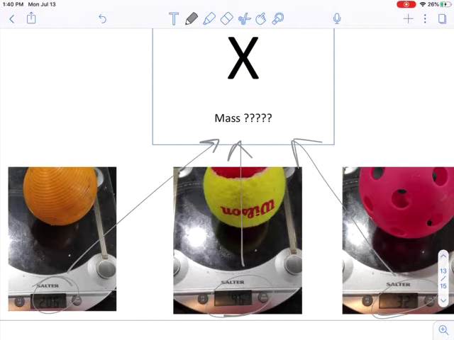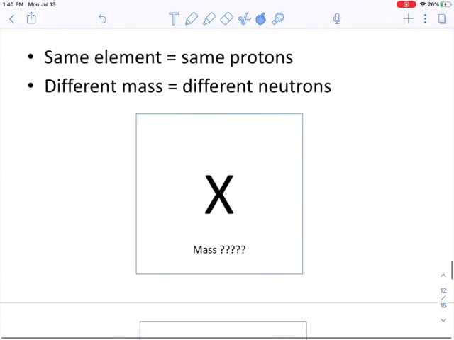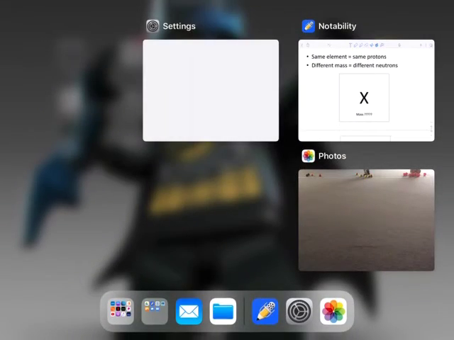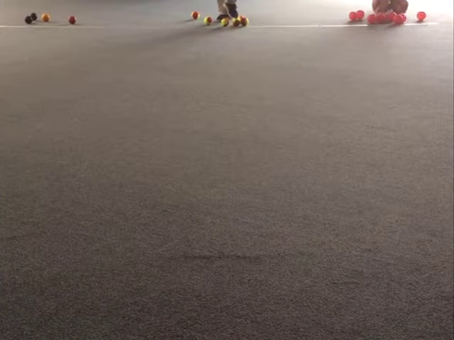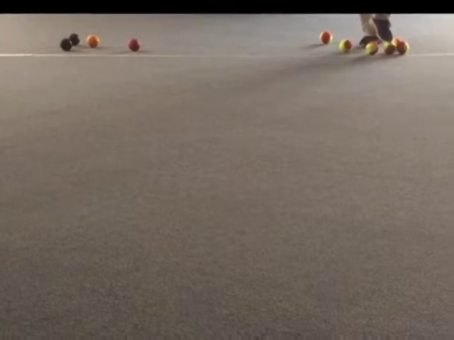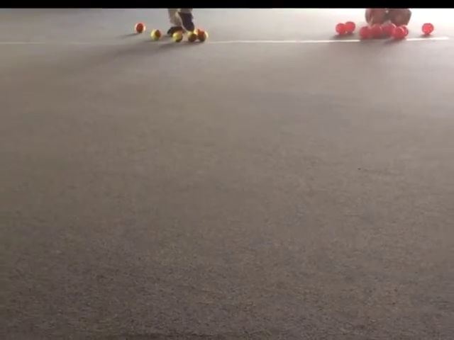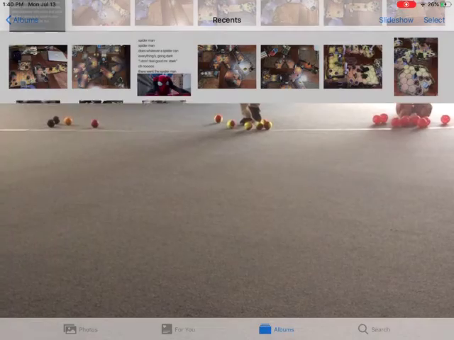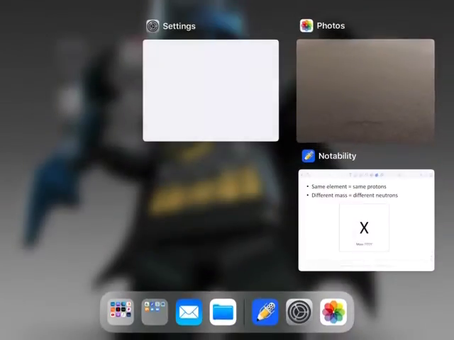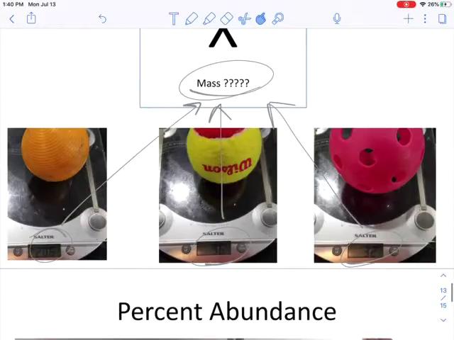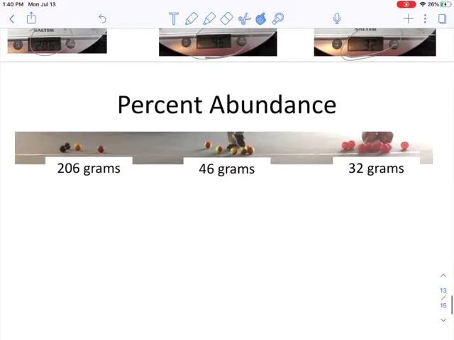Take the 206, the 46, and the 32 and add them up and divide by 3, and that's the number that goes there. And that's not a bad thought, except you're forgetting the other aspect of what the mass spectrometer taught us. Not only are there different masses of them, but there are different amounts of them. Remember that this one, there were only 4, and in this one, there were a lot more over here in this pink one, right? So we're going to have to take those into account as we do this.